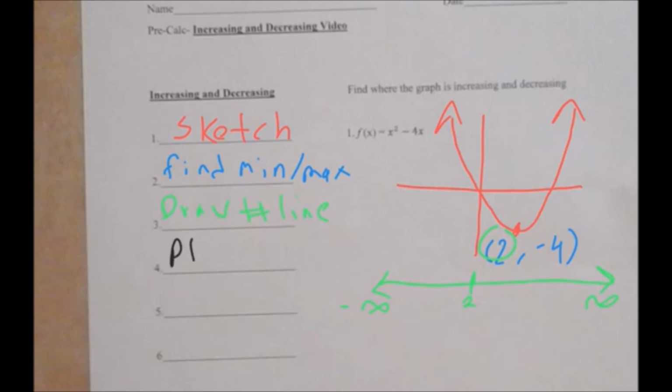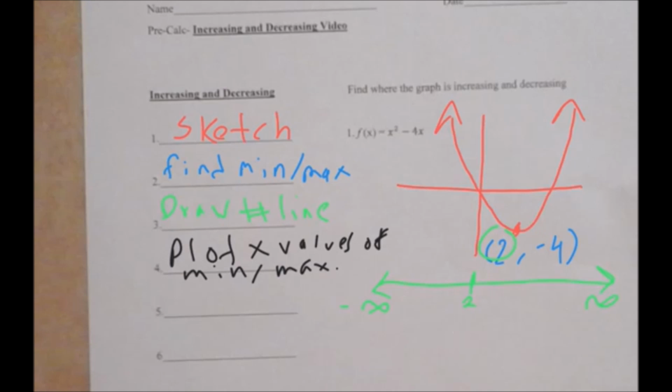So plot x values of min or max. Okay, so now go back to your graph and we're going to learn how to read the graph and how to determine whether it's increasing or decreasing.